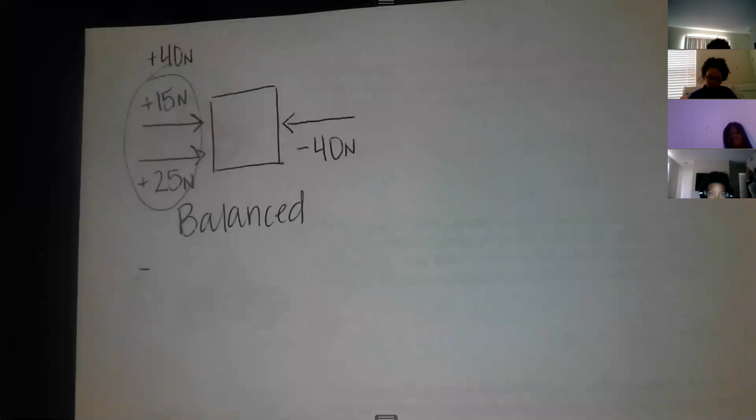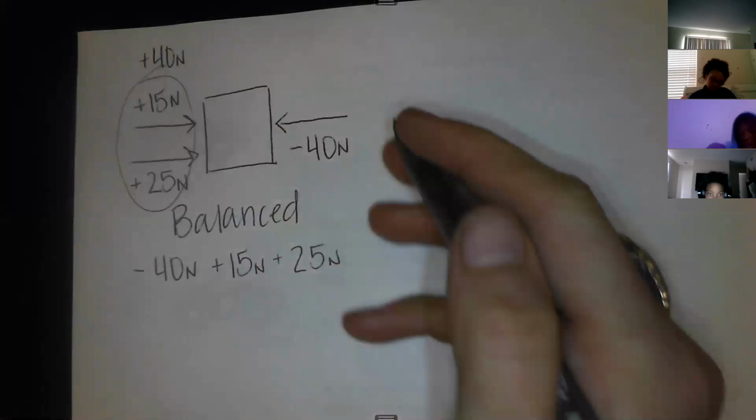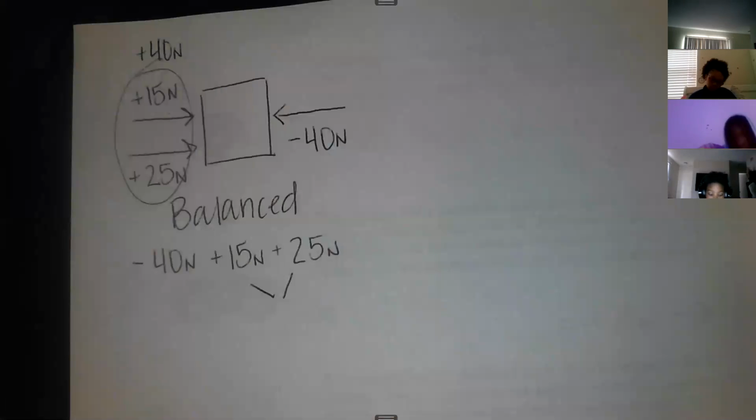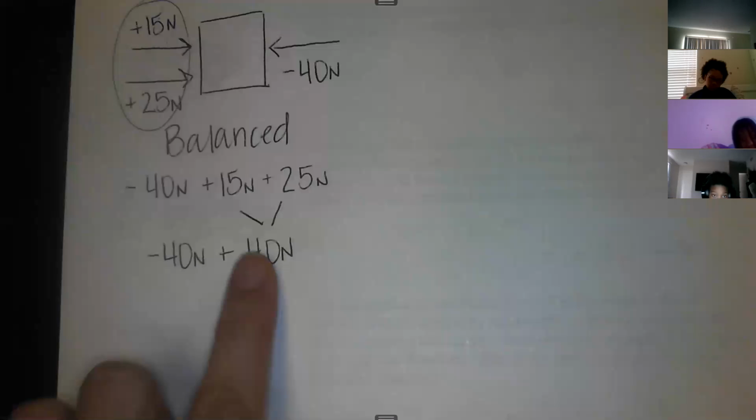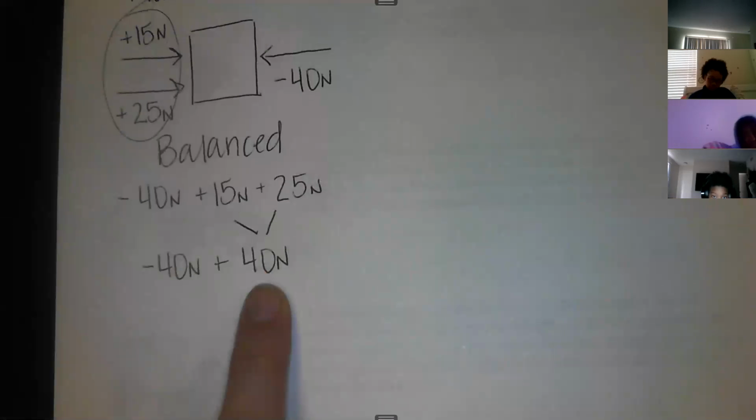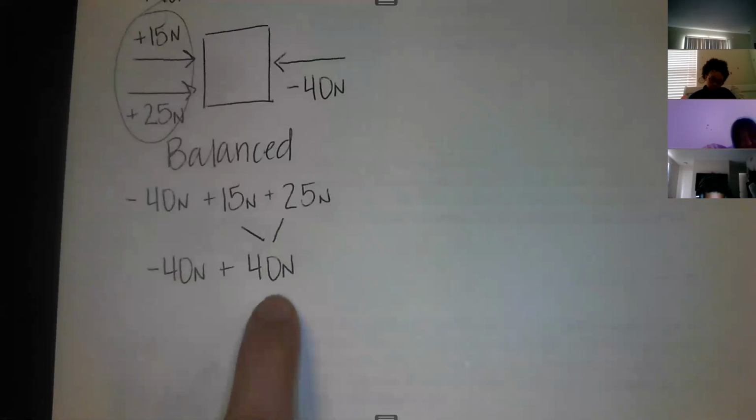So you could either write it as negative 40 newtons plus 15 newtons plus 25 newtons, right? And then if you want, you can rewrite it as negative 40 newtons plus 40 newtons. Do you guys see how I rewrote it and added them together? I highly suggest you do that when you have multiple vectors in the same direction, right? Make it super easy for yourself. And we know that equals 0 newtons.